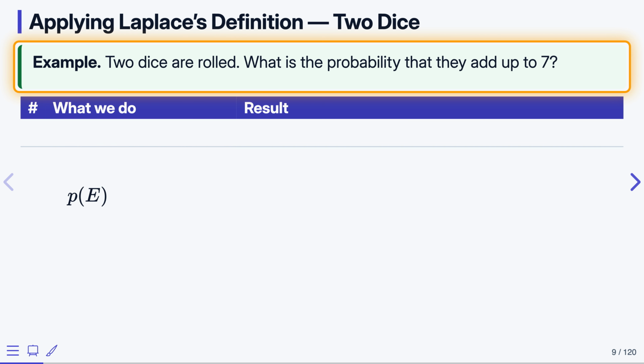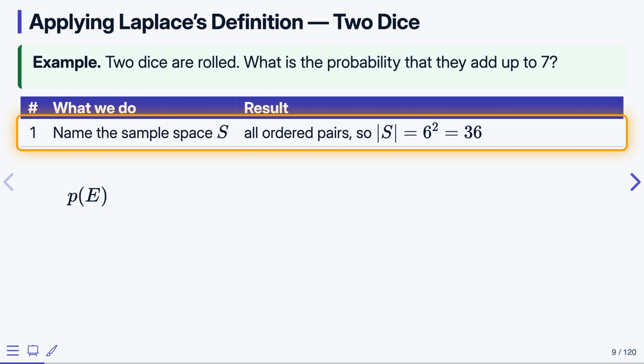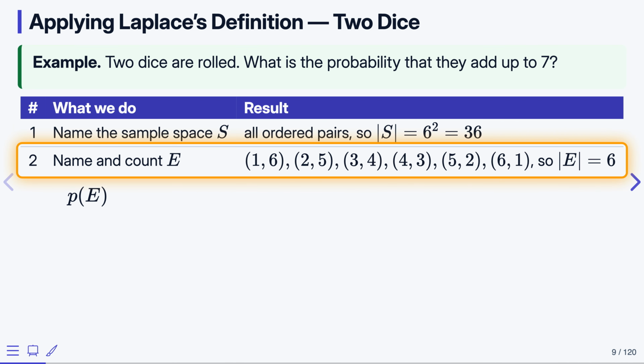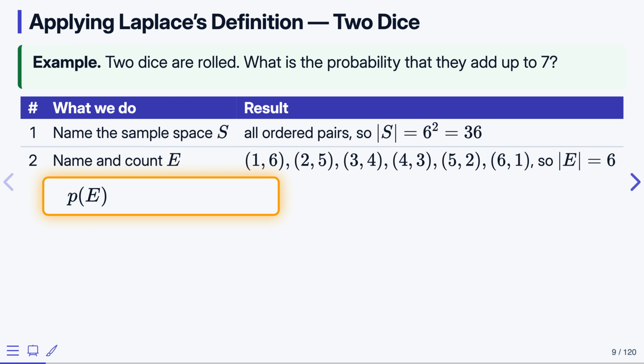2 dice are rolled, and we want the chance that they add up to 7. Same 2 steps again. Step 1. Name the sample space. It is every ordered pair of dice faces. The first die has 6 values and the second has 6. By the product rule, that is 6 times 6, which is 36. Step 2. Name the event, the pairs that add up to 7. 1 and 6, 2 and 5, 3 and 4, 4 and 3, 5 and 2, 6 and 1. That is 6 pairs.